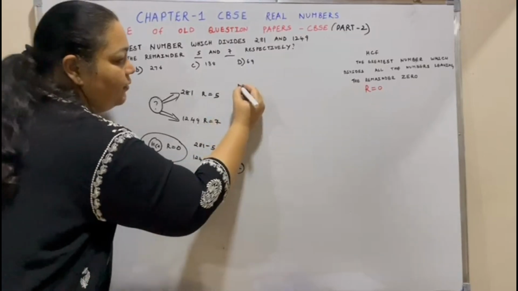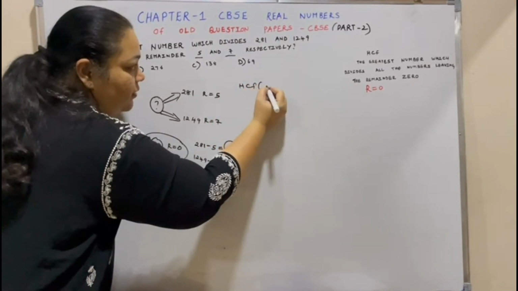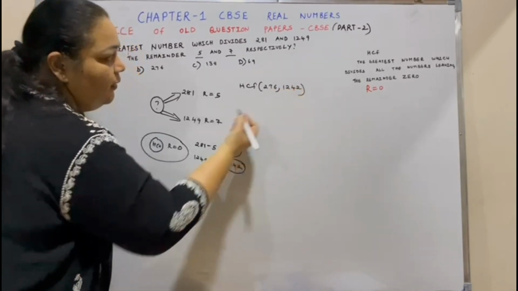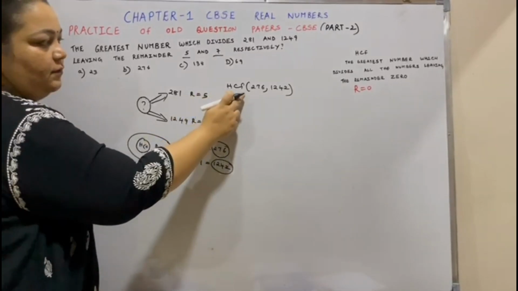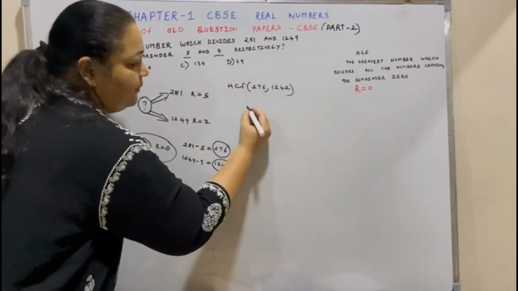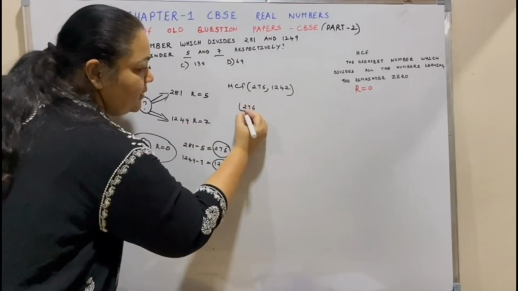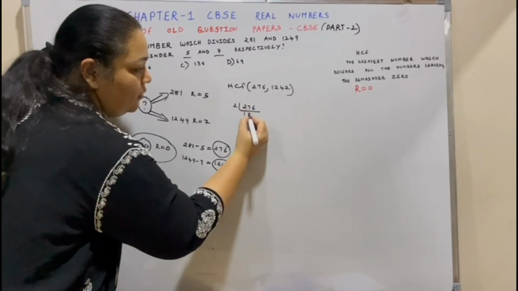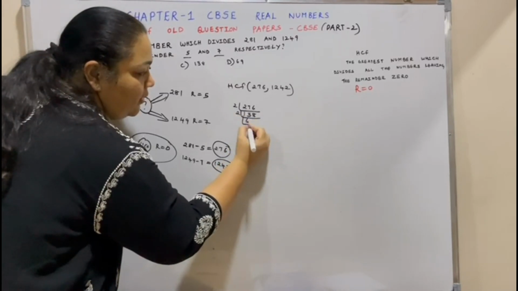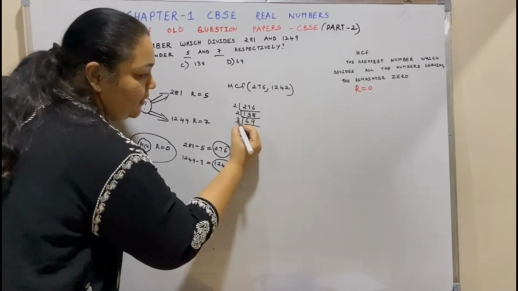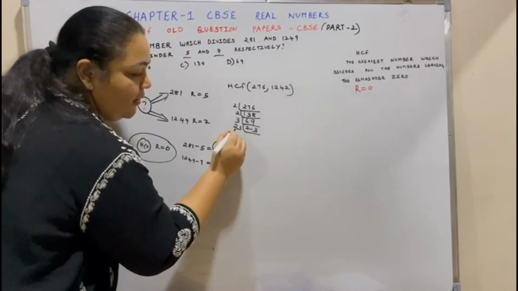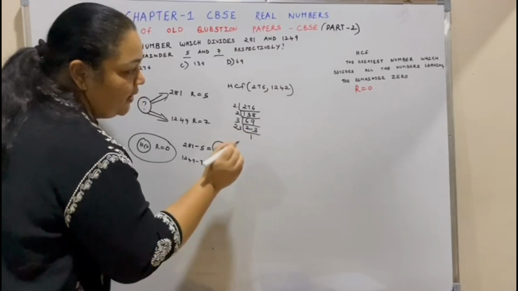Now we can find out the HCF of 276 and 1242. So what is the prime factorization of 276? 2 ones are 2, 2 threes are 6, remainder 1, 2 eights are 16. 2 sixes are 12, remainder 1, 2 nines are 18. 3 twos are 6, 3 threes are 9. So 23 is a prime number, so it is divided by itself, so 23 into 1.